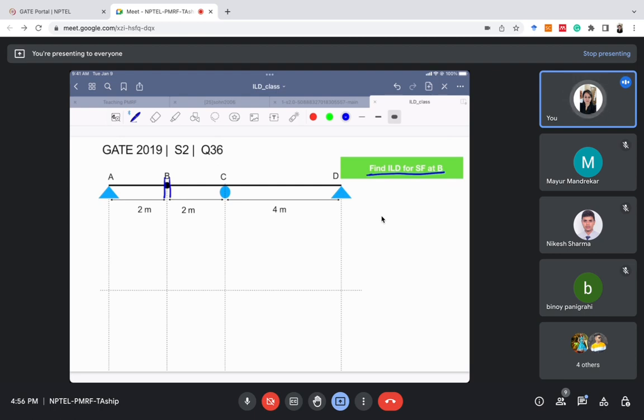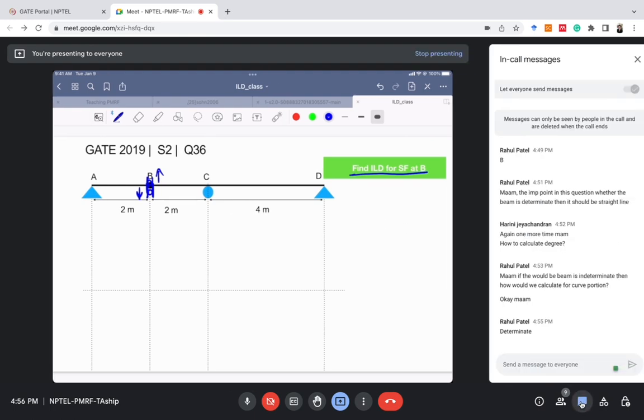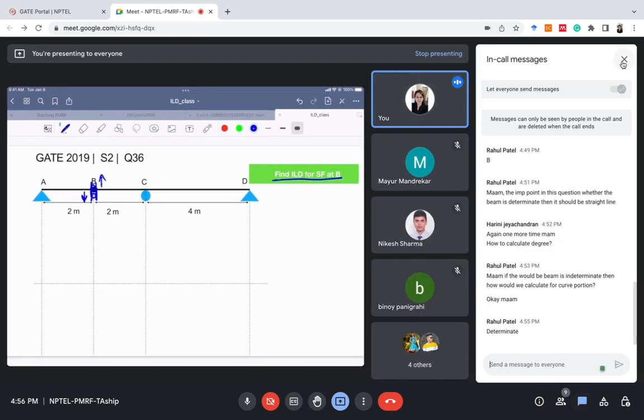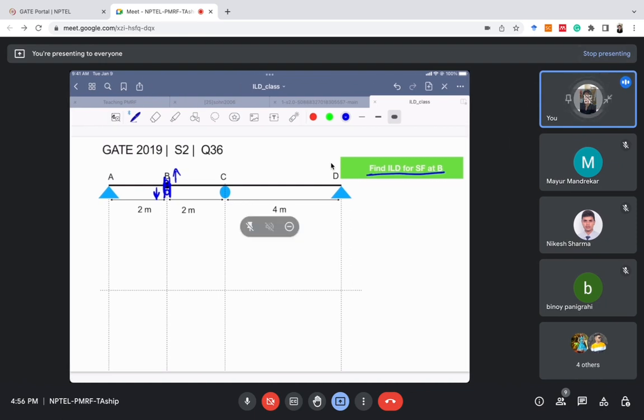The second thing is we have to make a cut here and introduce the roller here. Then we'll move the right part upward and the left part downward. So this was the common step for ILD. Is someone asking any question? No, right? So for shear force, the first step is we have to make this cut and then introduce these rollers. The second step is we have to move the right part upward and the left part downward, right?